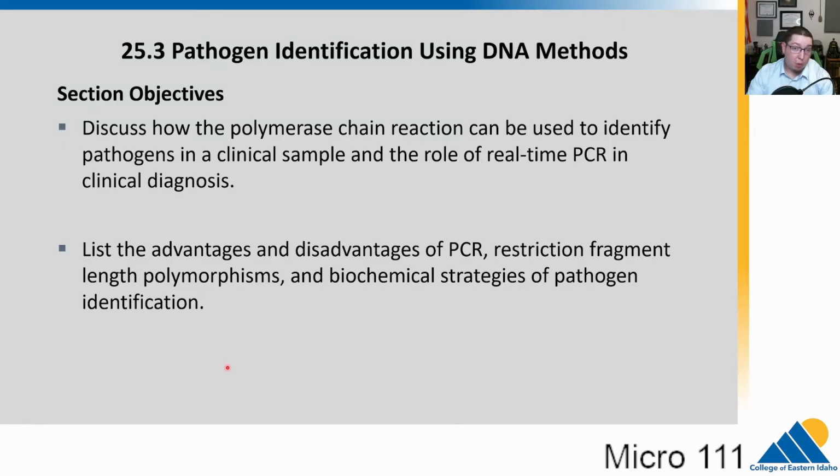All right, in 25.3, we're going to talk about identification using DNA methods, one of my favorite things. We're going to talk again about the polymerase chain reaction. We'll talk about a modified version of it called qRT-PCR, quantitative real-time or reverse transcriptase PCR. We'll talk about the pros and cons of this and a few other related techniques.